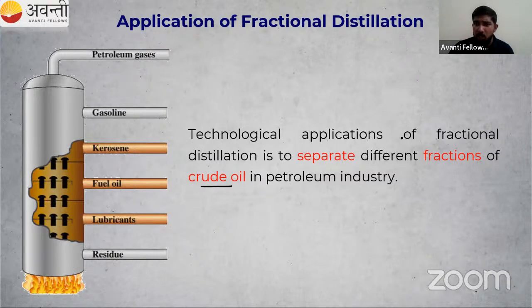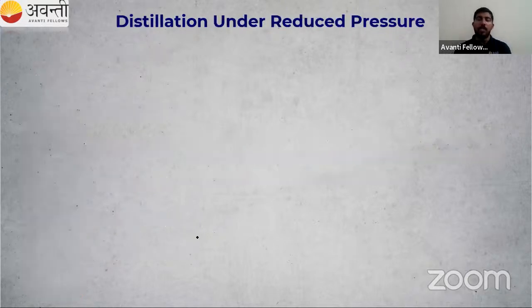So the technological application of fractional distillation is to separate different fractions of crude oil in the petroleum industry. So you have to remember fractional distillation is used in the petroleum industry to separate different components present in crude oil. We can see different components present here. For example, petrol, diesel, we will study about that. We have to separate these components with a very low difference in their boiling point, so we can use fractional distillation. So that's about simple distillation and fractional distillation.